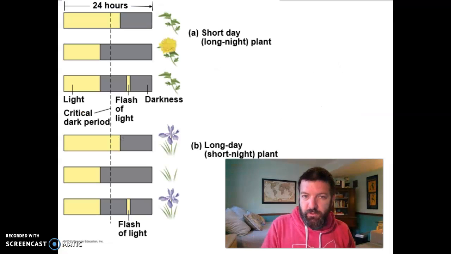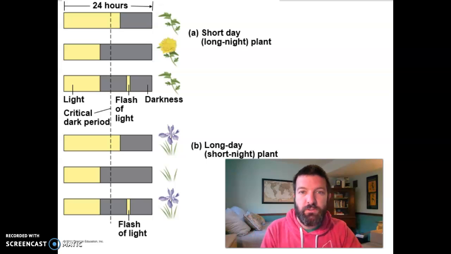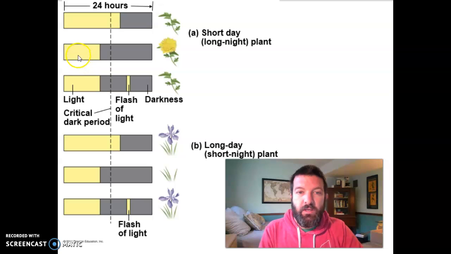Well, they did experiments where they would create a flash of light in the middle of the period of darkness that essentially didn't change the length of the day, but did break up the length of the darkness into two smaller chunks. And so if you are a short day plant, then during a long night, short day, you flower; long day, short night, you don't. But if you have the same short day and your long night is broken up by a flash of light, you don't flower, right? So it really seems to be this length of night.